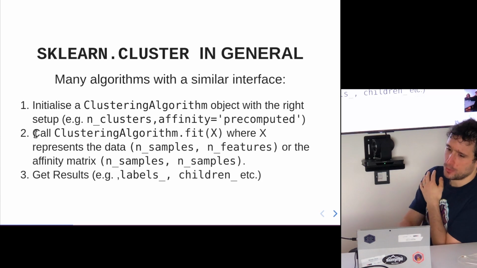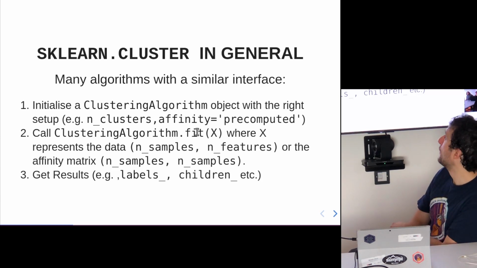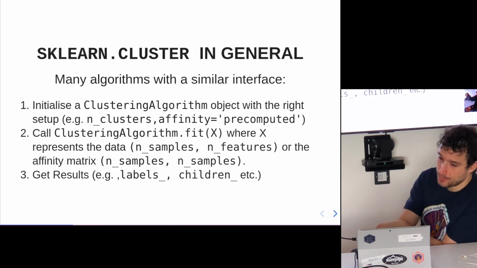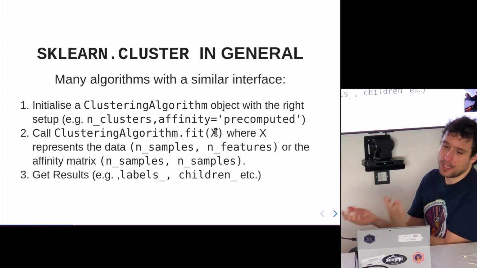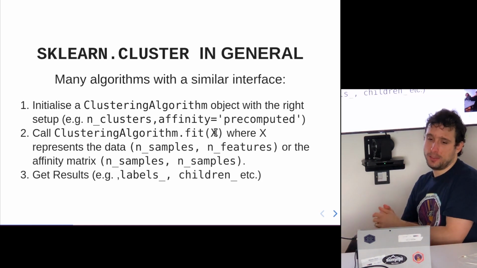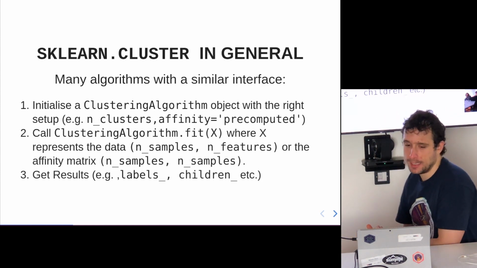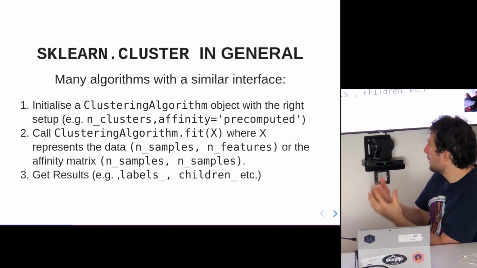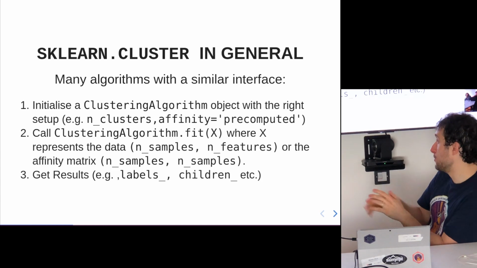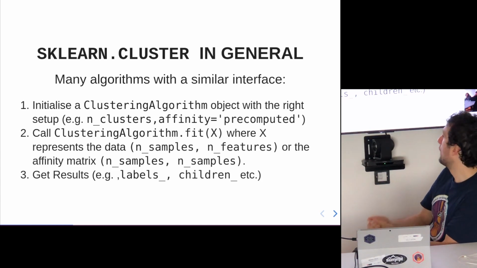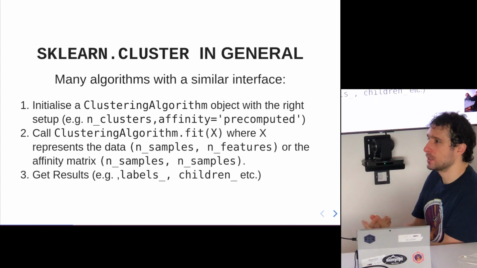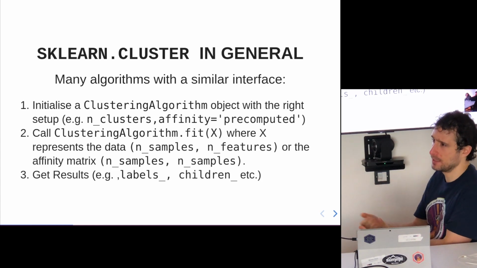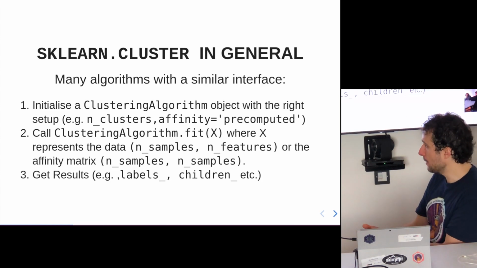Step 2 is to actually call the fit function on this clustering algorithm object, passing x as an argument, and x can be either the data or the affinity matrix that has been precomputed. And eventually, you get some results, which is usually an object that contains the labeling, and maybe children if you are talking about an agglomerative clustering, a hierarchical clustering algorithm.